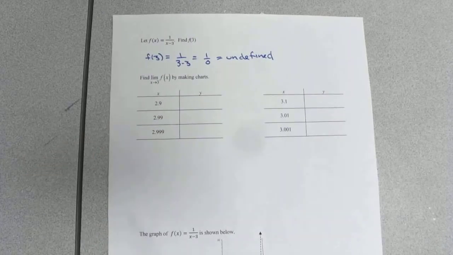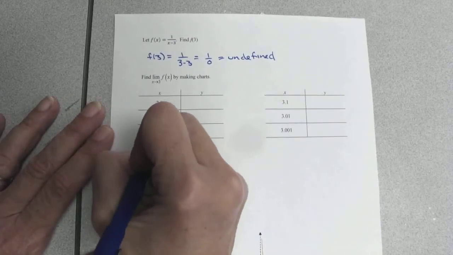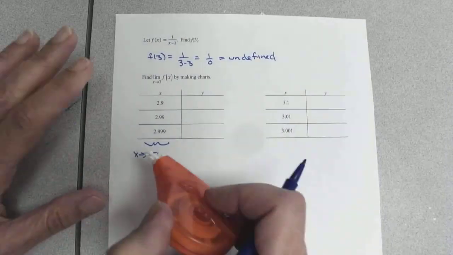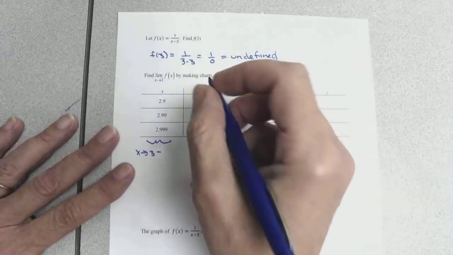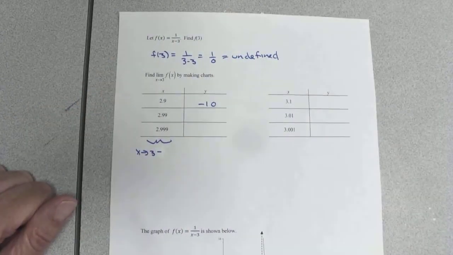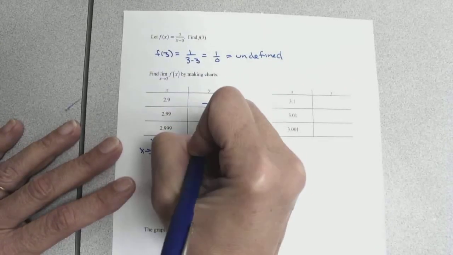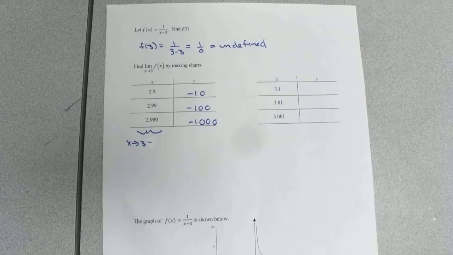So over here we have x going through the values 2.9, 2.99, 2.999. These are smaller than 3, less than 3, so this is going to be x approaches 3 from the left. Now I'm going to plug into my function up there, 1 over x minus 3. When I plug in 2.9 into this function, I'm going to get negative 10, then negative 100, negative 1,000. And we're going to make the assumption that the pattern continues.